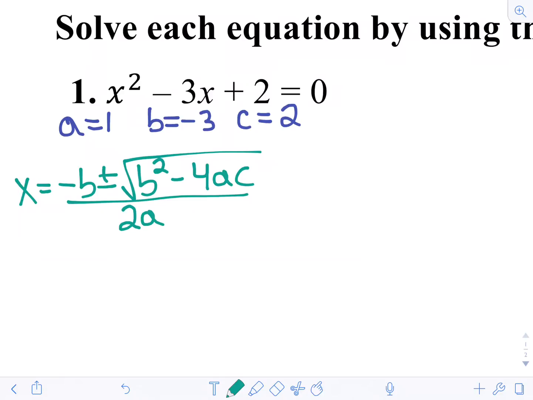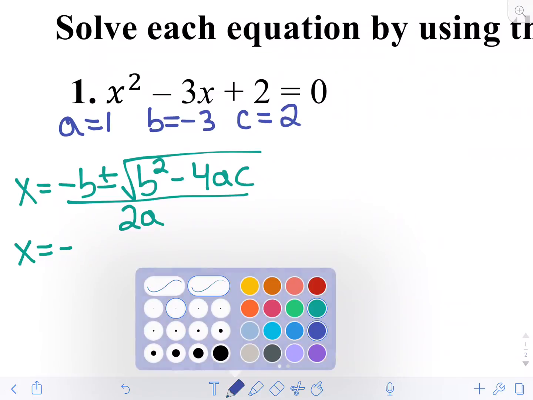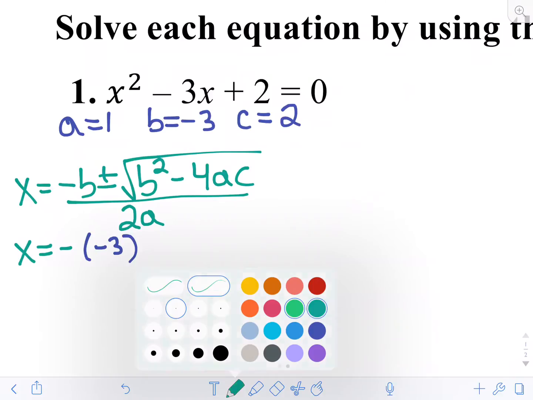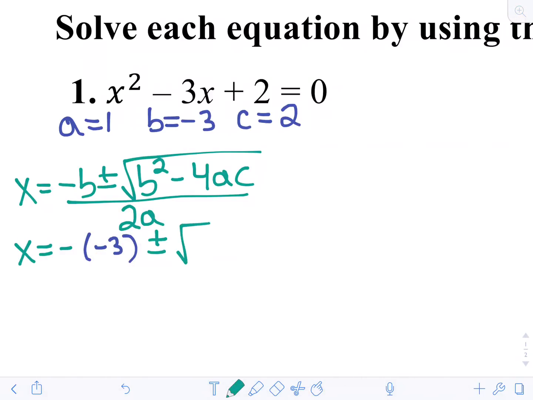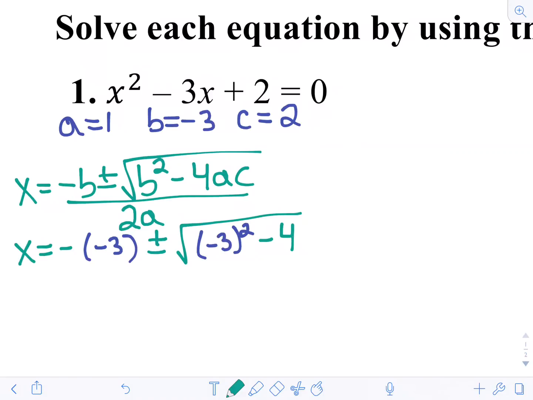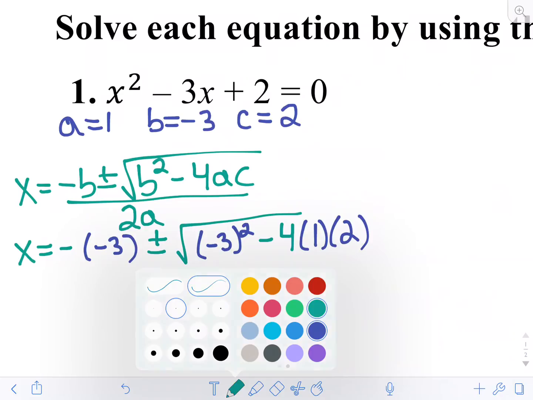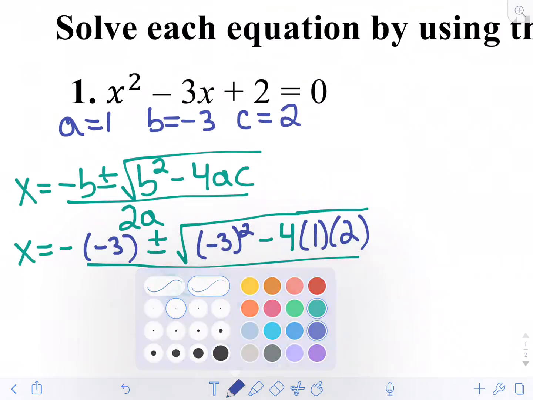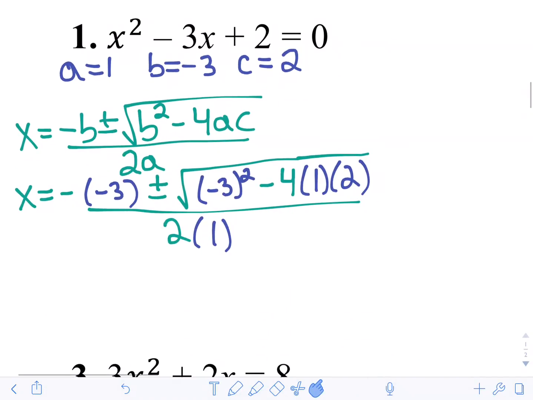So what we're going to do is we're going to plug in what we know. So x is equal to negative, and then I'm going to plug in my b. So my b is -3 plus or minus the square root of b squared, so -3 squared, minus 4, and then I'm going to plug in a and c. So a is 1 and c was 2. Okay, all over 2, and then we're going to plug in a, and a is 1.